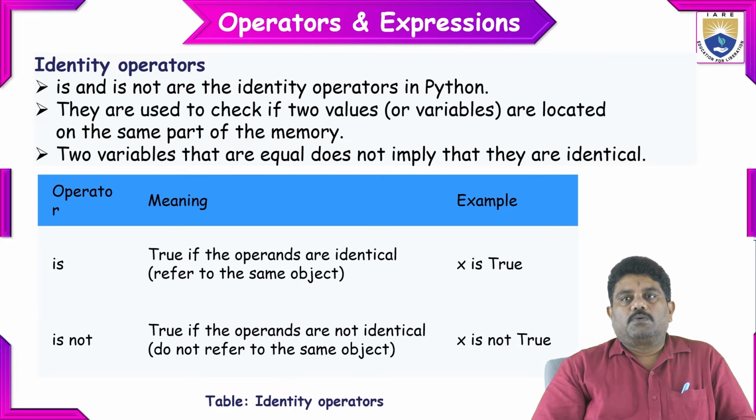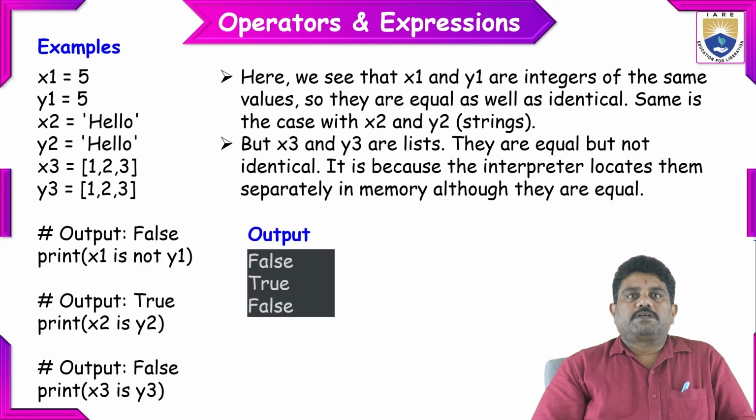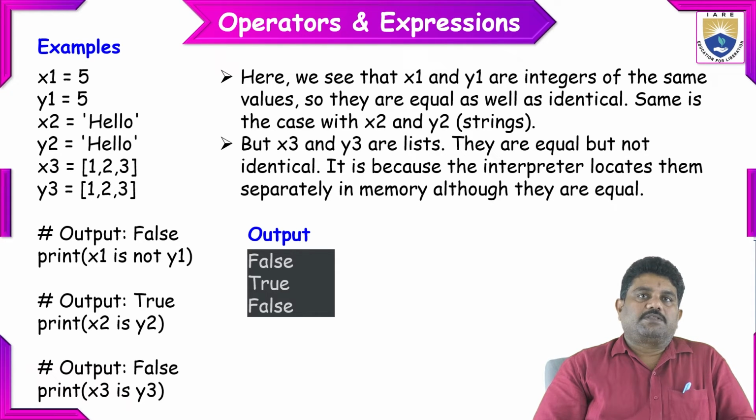X is true, X is not true. Let me show you an example. X1 equal to 5, Y1 equal to 5, X2 equal to "hello", Y2 equal to "hello", X3 equal to, we will take a tuple, and Y3 equal to the same tuple. You print X1 is not Y1, false. Why does it print false for X1 is not Y1?